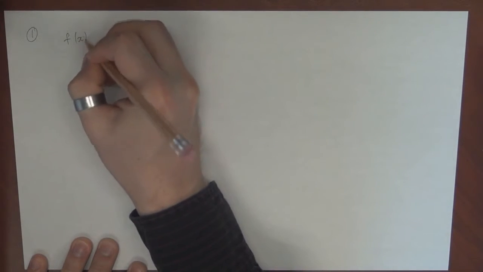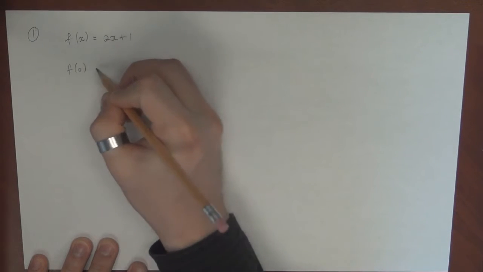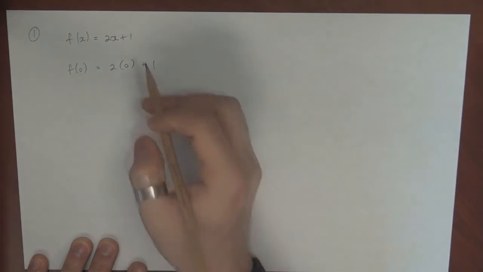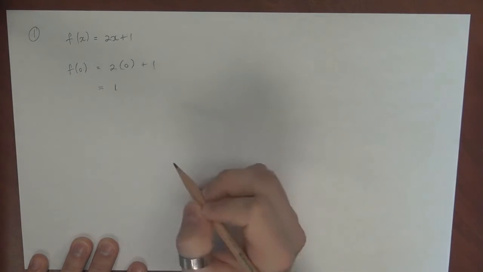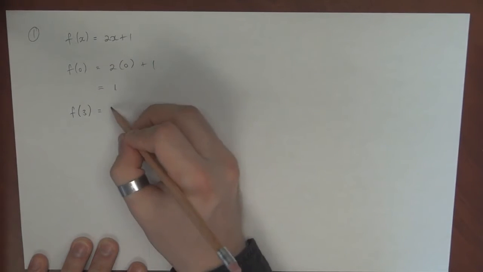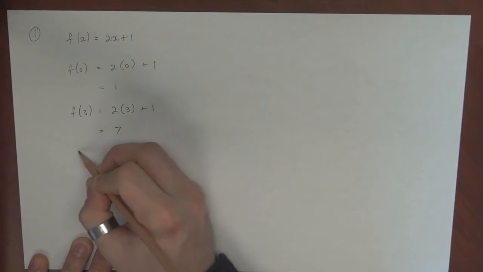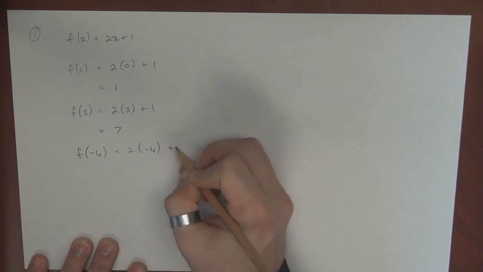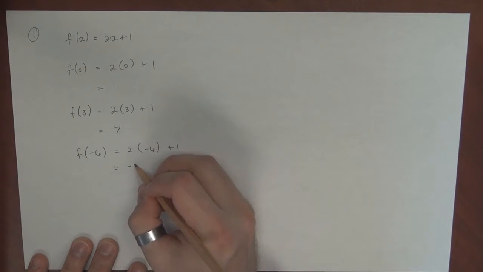So let's write down the function, 2x plus 1. So f of 0 takes the input 0 and applies the rule to that input number, so I get 1. F of 3 takes 3 as the input, so it's 2 times 3 plus 1, which is 6 plus 1, which is 7. F of negative 4 takes the input and puts it there, so I get negative 8 plus 1, which is negative 7.